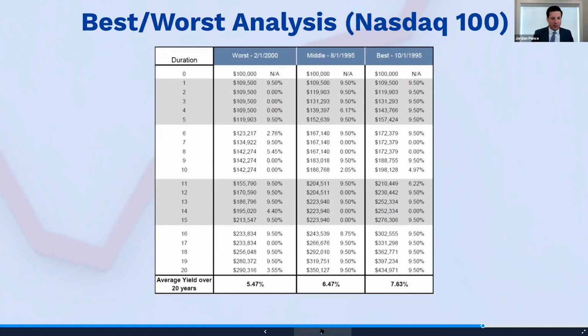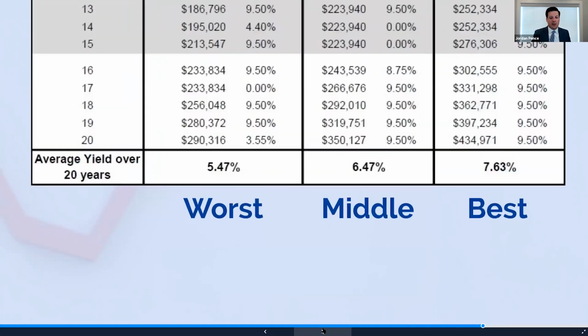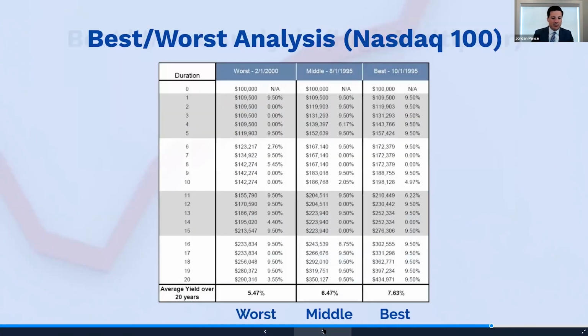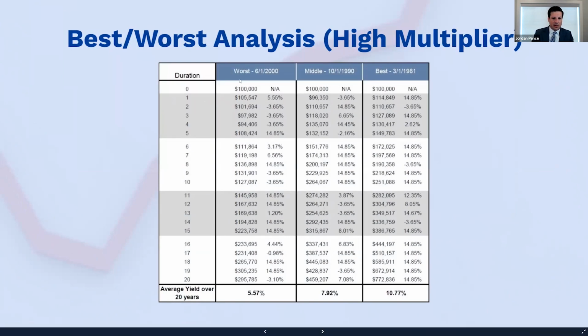And then finally, I wanted to bring up the multiplier strategy that they have, and this is essentially the returns after you apply the multiplier to it.